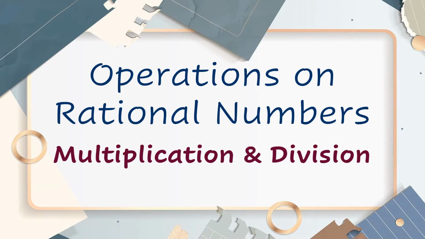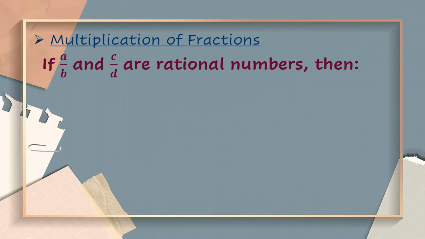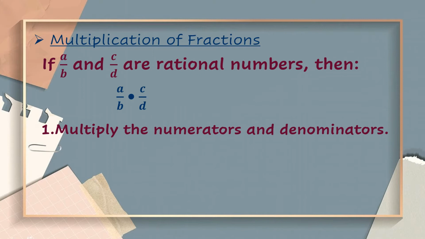Our topic for this video is operations on rational numbers, multiplication, and division. In multiplication of fractions, if a over b and c over d are rational numbers, then we multiply the numerators and the denominators. So we have a times c over b times d, in which b and d should not be equal to 0. Kasi kung 0 ang b and d na ating denominator, that will be undefined.